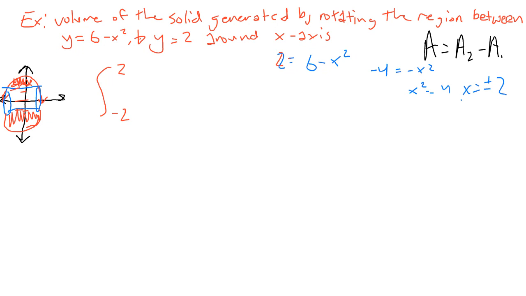In this case, if we think about it, we're rotating around our x-axis. Our r is going to be equal to y. So in this case, we're going to have the integral of pi times 6 minus x squared, squared, dx, minus another integral from negative 2 to 2. This time it's going to be of pi times 2 squared dx.